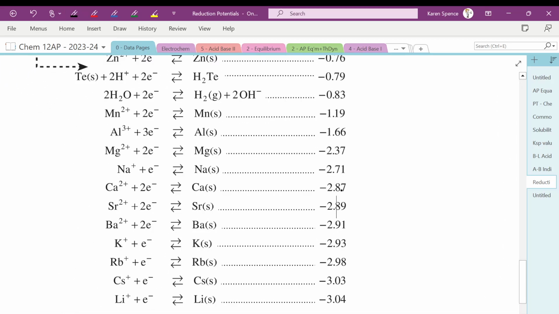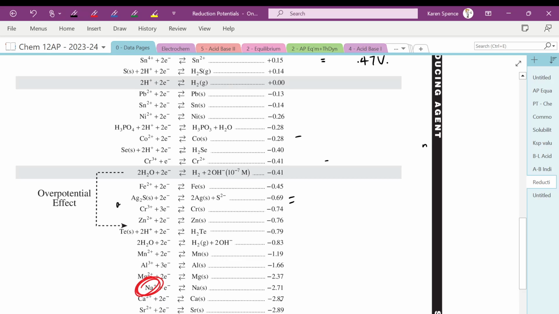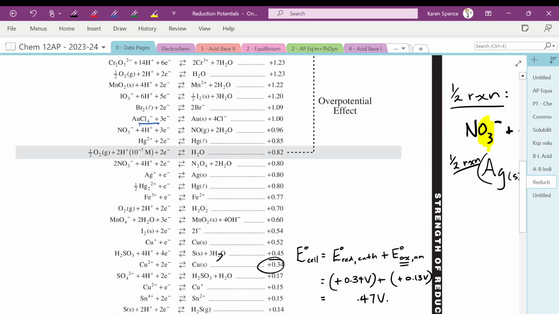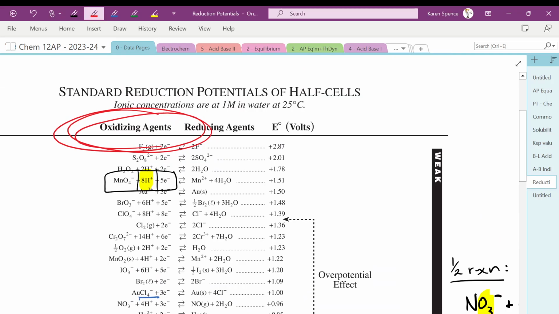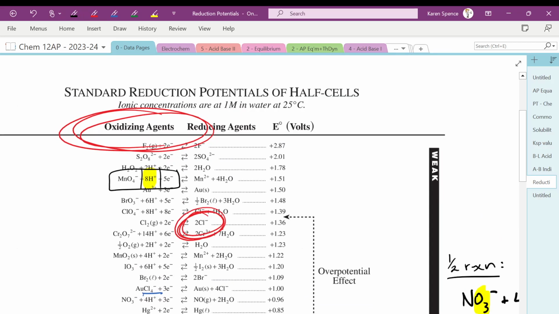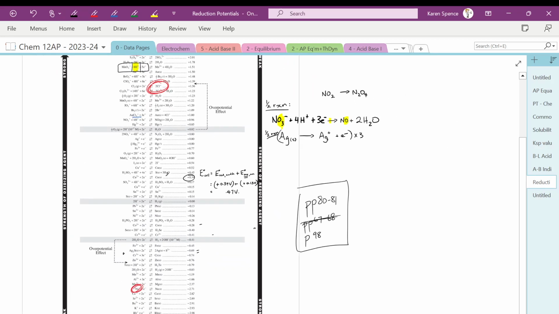Where is sodium? Way down here. Okay, so here's sodium. Where is chloride? Whoa. Up here. Yikes.